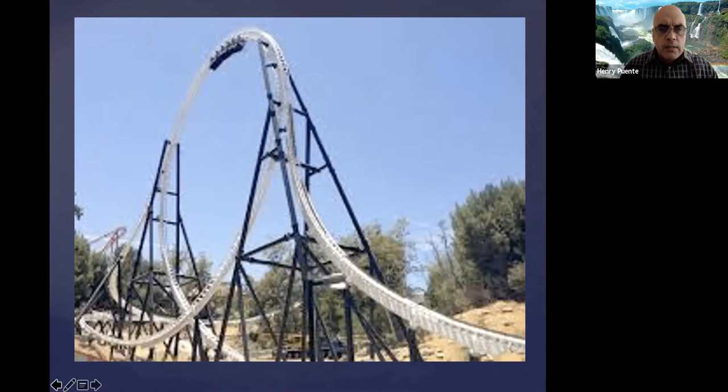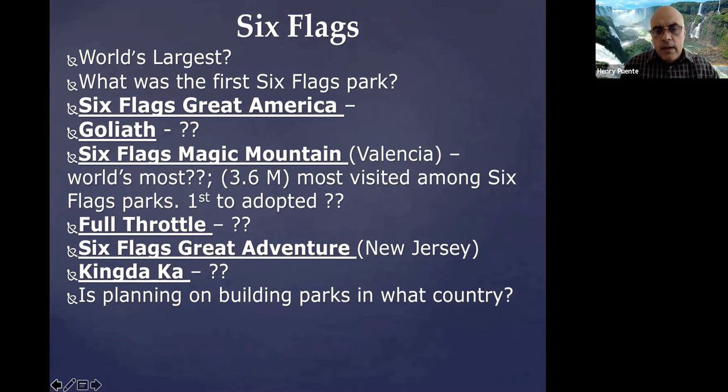And Magic Mountain is planning to build or expand into the country of China. So Six Flags is making plans. I believe they're working with the Chinese government to build more parks in the country of China. Right now, China is a hot territory. A lot of the US theme park companies, as well as amusement park companies, really want to get into China.